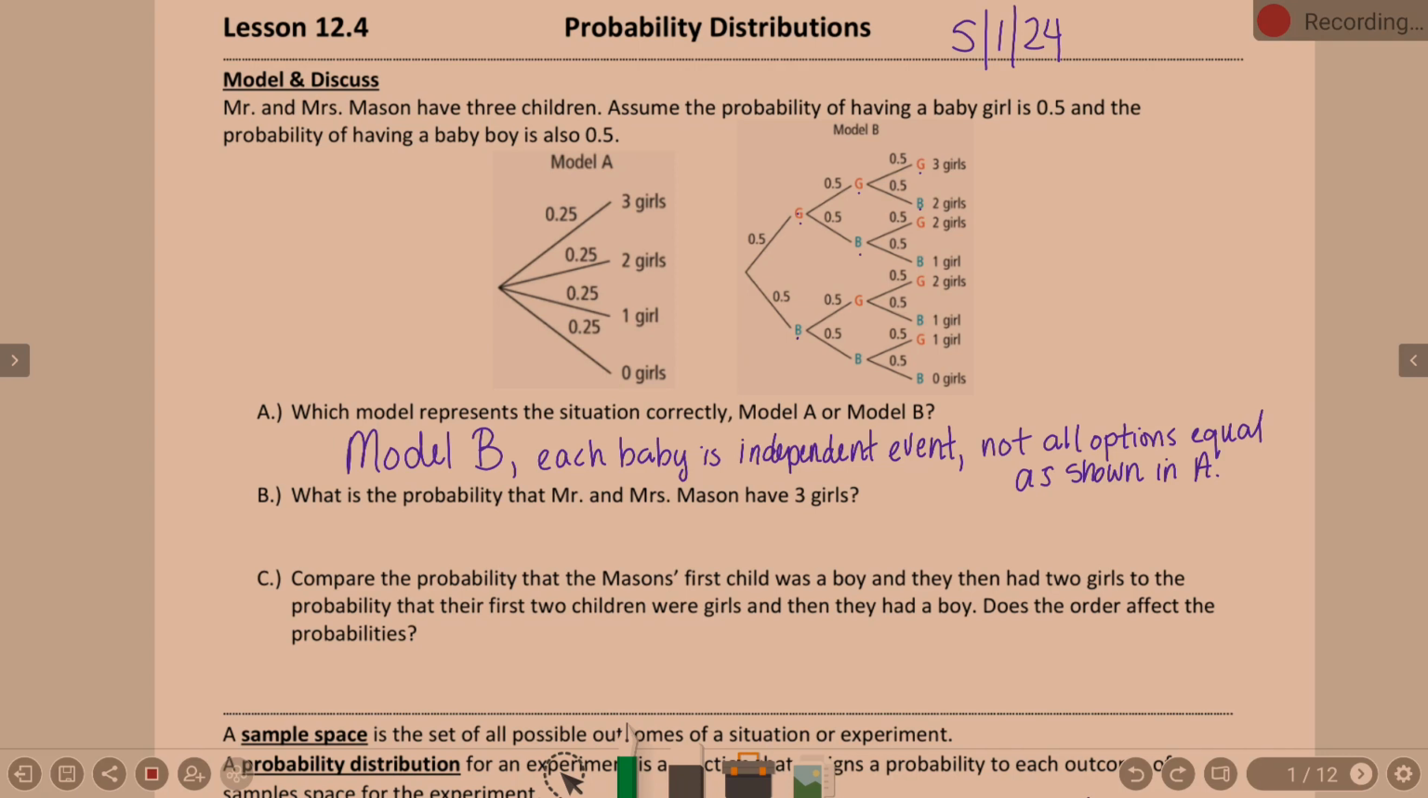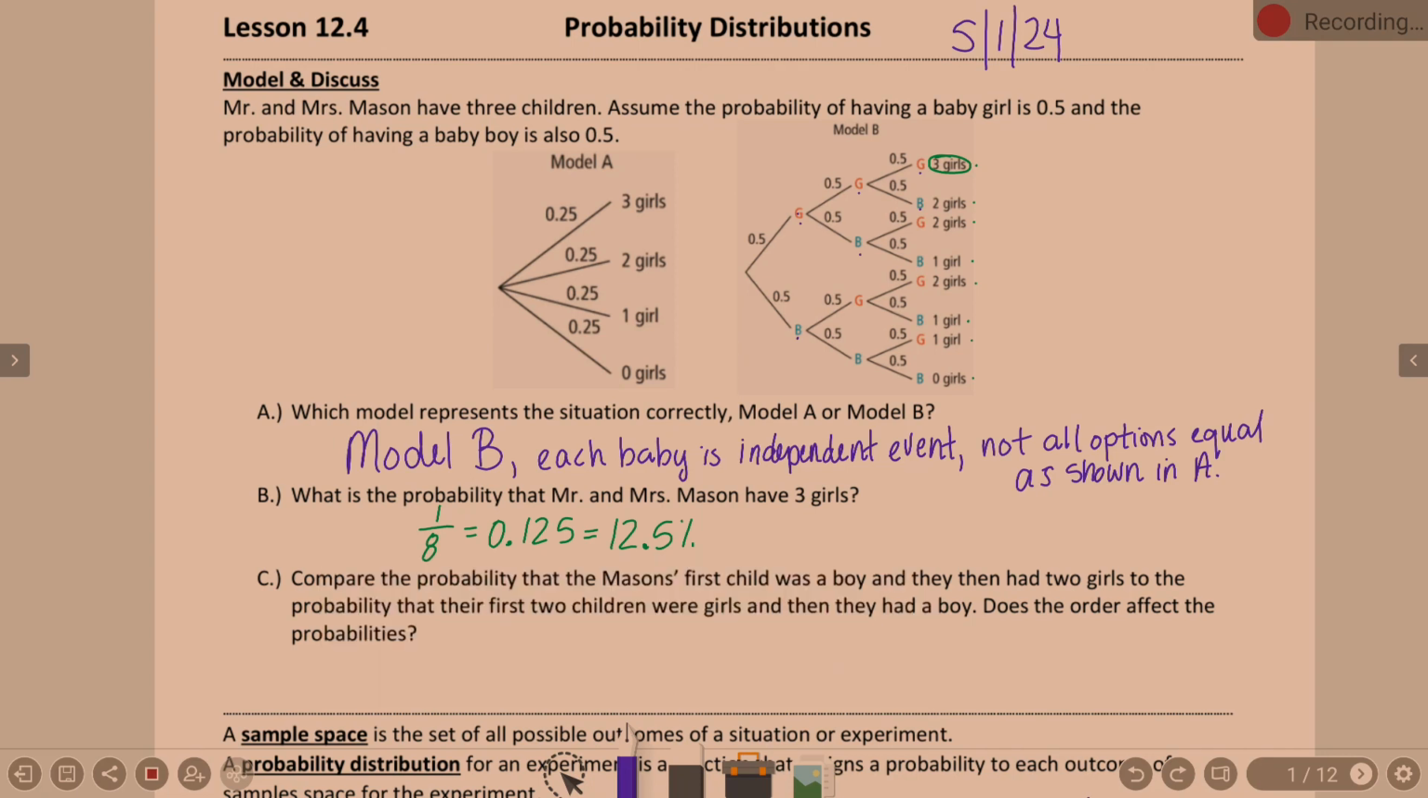Okay, B. What's the probability that Mr. and Mrs. Mason have 3 girls? 1/8. Actually, how many options do we have here that have 3 girls? Just 1 out of 8 possible combos. 12.5%. So 1/8 you could say, or the decimal 0.125, or you could say 12.5%. I don't think I have to cover the conversions. We've been there, done that.